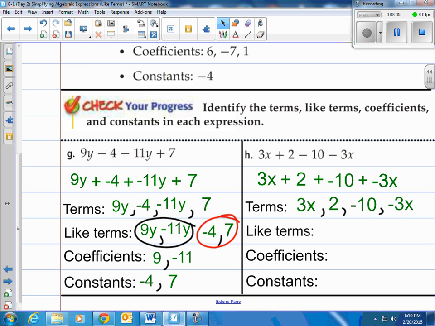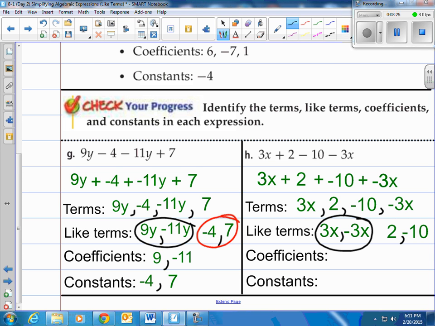What about like terms? Which ones go together? Well, obviously you can see that the 3x and the -3x go together because they both have a variable of x on them. And then we've got the 2 and the -10. Those go together because they don't have a variable. Those are just constants, and constants are like terms, so they go together.